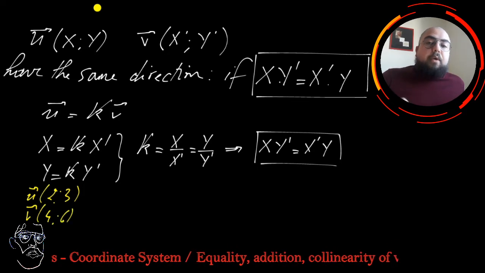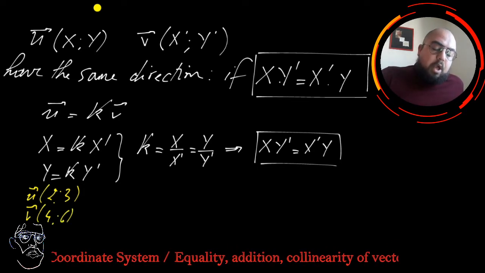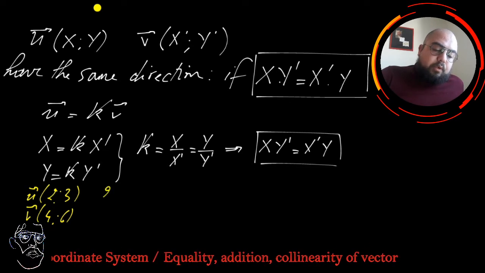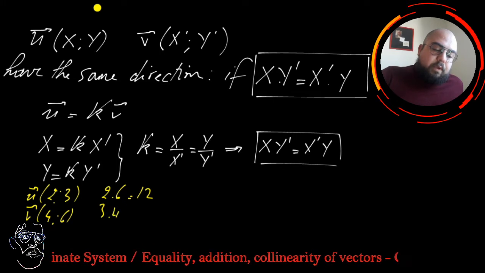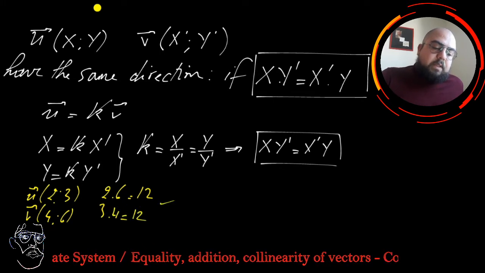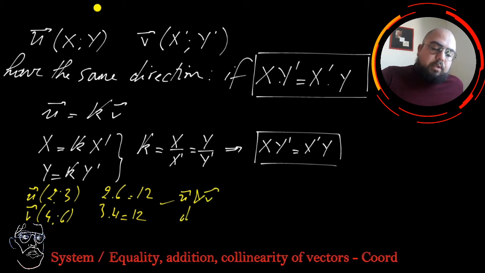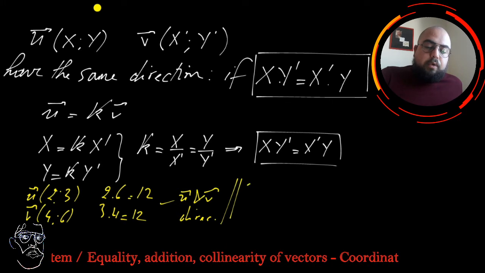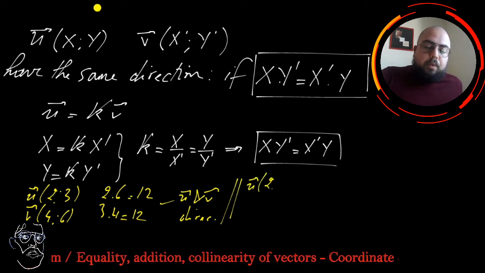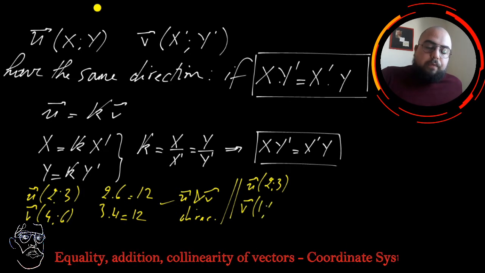In order to find out if u and v have the same direction or they are collinear, you can say 2 times 6 is equal to 12, 3 times 4 is equal to 12, so yes, in this case, u and v have the same direction. They are collinear. Now, what about the case where u has the components 2, 3, and v has the components 1 and 4?